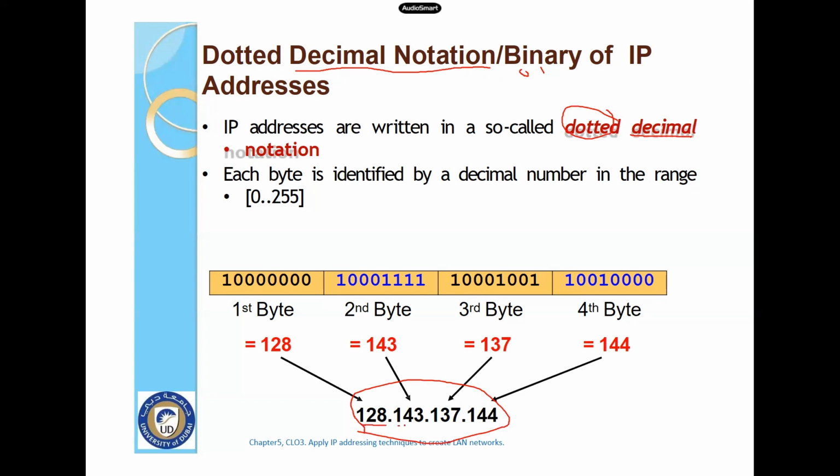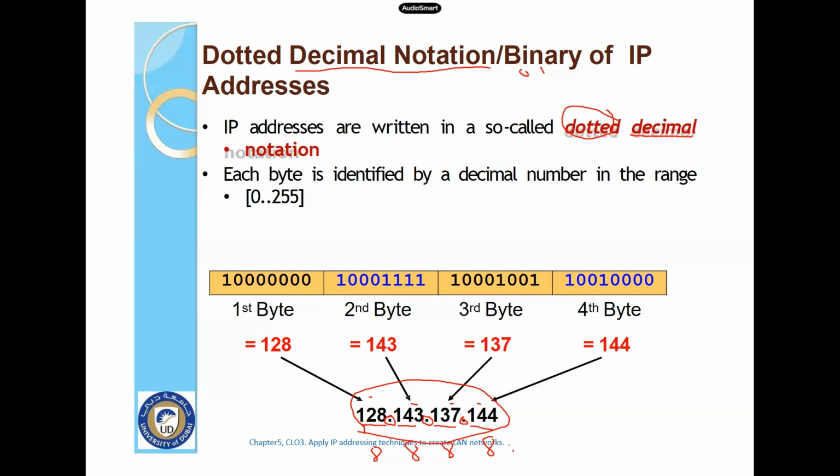Decimal means I have the regular numbers that we deal with every day, and I have the dots to separate these numbers. Now, why do I have values ranging from 0 to 255? Basically, this is a 32-bit number. If you divide it over 4 locations, each one will have its own 8 bits. So each part of the IP address has 8 bits.